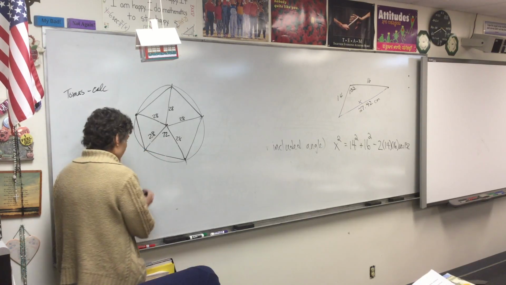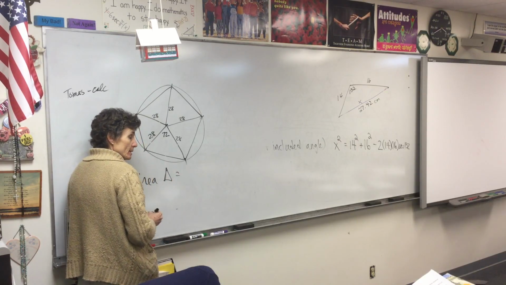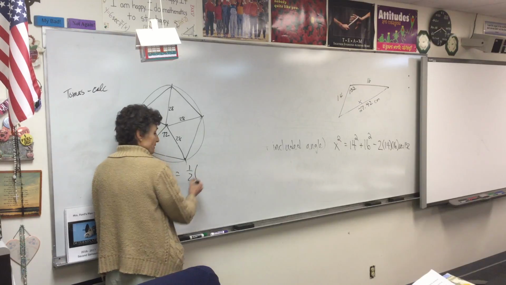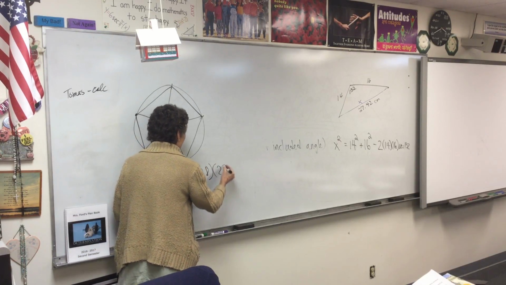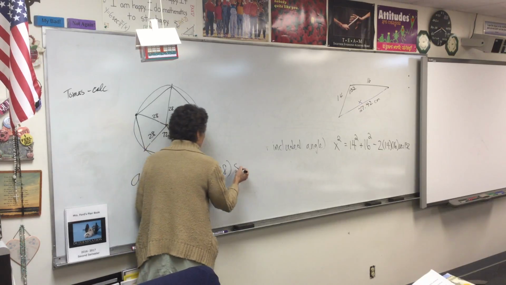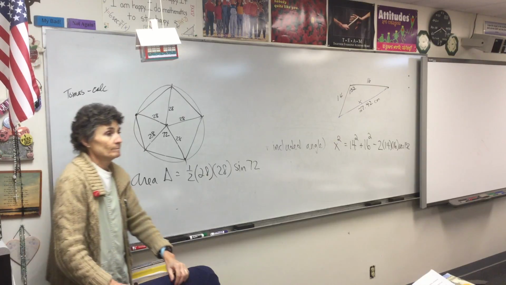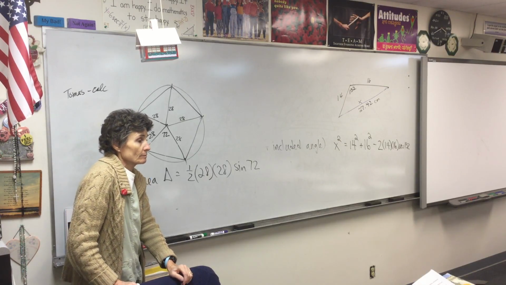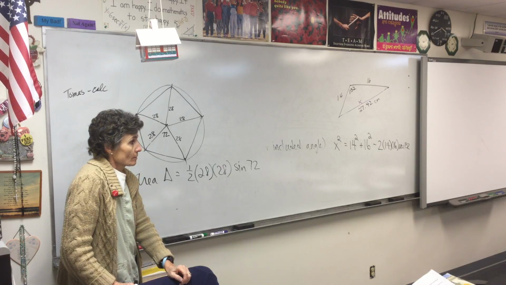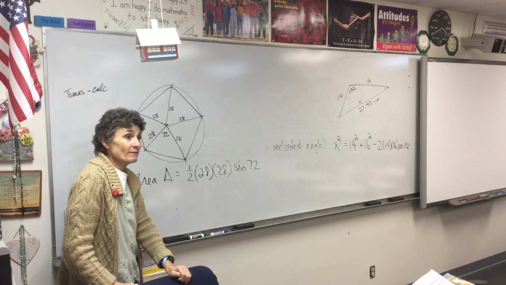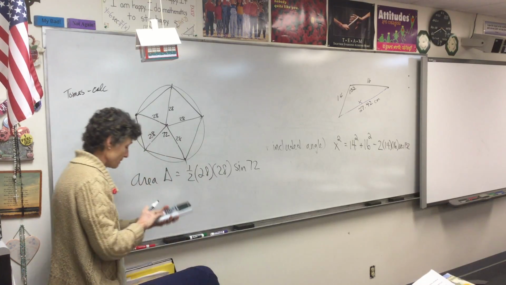So we can find the area. The area of the triangle is 1/2 side times side times sine of included angle. Remember your formula, 1/2 side sine. So then we can type all that in.